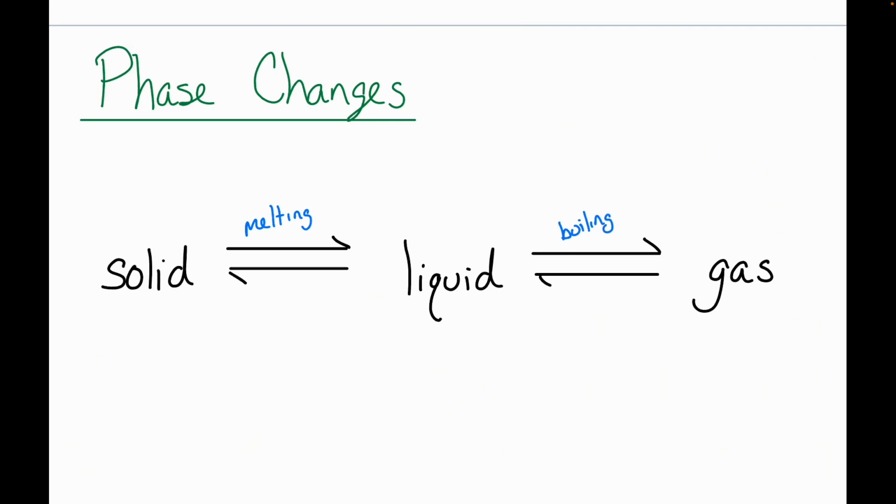Okay, the inverse of melting, going the other direction from a liquid to a solid, is what we call freezing. And going from a gas to a liquid, taking a gas and cooling it down so that it goes into that liquid form, is what we call condensation, condensing.